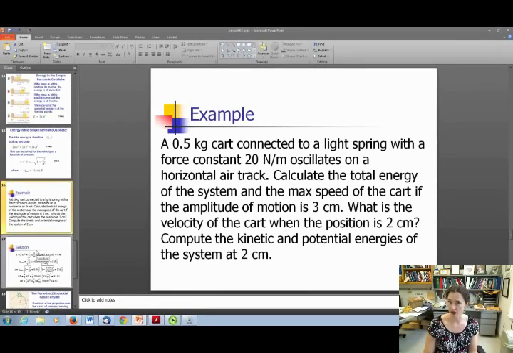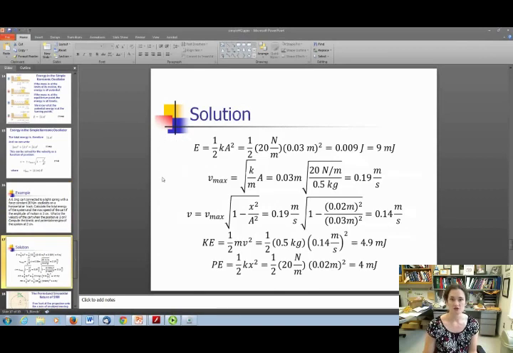All right, so it seems like a lot. We're going to break it into steps. First of all, the energy of the system, and that'll be the amount that's constant, is equal to 1/2 kA squared. A is the amplitude, not the position at any random time t, but at the extrema. So that's 1/2 times 20 newtons per meter times 0.03 meters quantity squared. When you solve for that, you get 0.009 joules, or 9 millijoules. So that's the amount of energy that it has all the time.